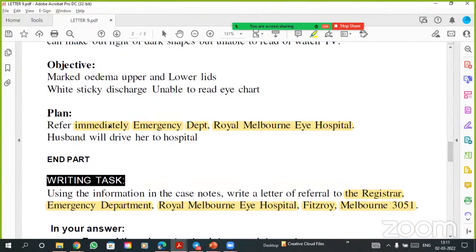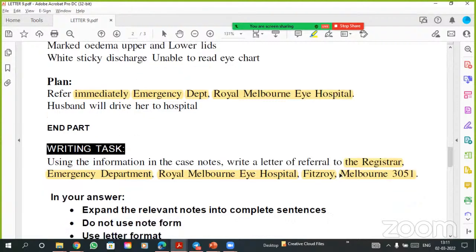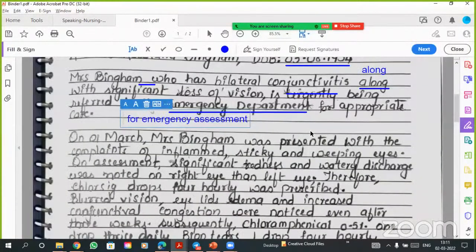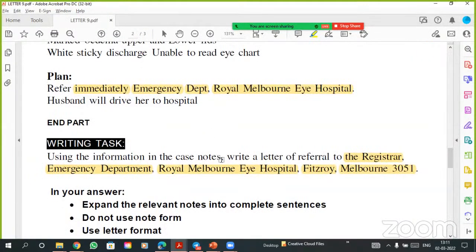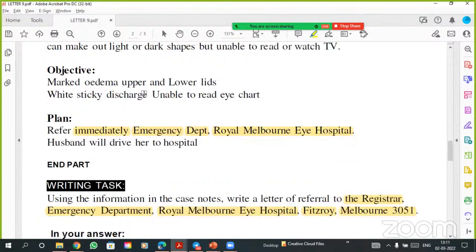Refer immediately emergency department. Royal Melbourne. Husband will drive her to the hospital. Okay. So husband will accompany her to the hospital. Okay. So emergency will start here. So no need to write. Okay, for emergency assessment. So information to write a letter. Emergency, why? Plan immediate emergency department. Royal Melbourne Eye Hospital. Okay, fine.